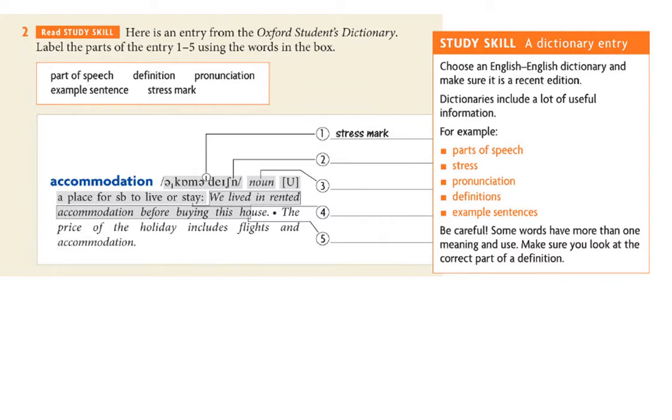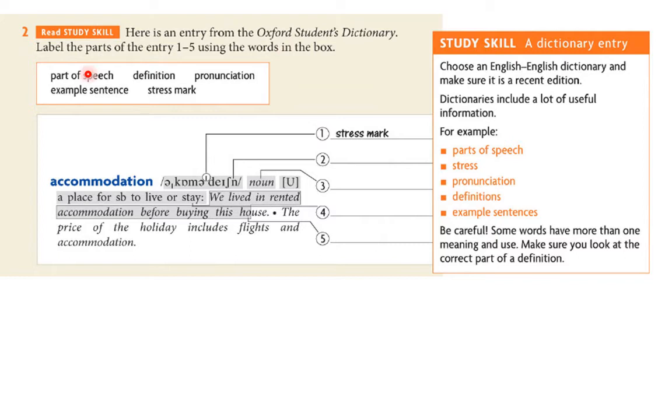Let's go now to exercise 2 on page 8. And we have a study skill here. Here is an entry from the Oxford Students Dictionary. Label the parts of the entry 1 to 5 using the words in the box. The Oxford Students Dictionary is the most famous dictionary for students, and it is recommended.